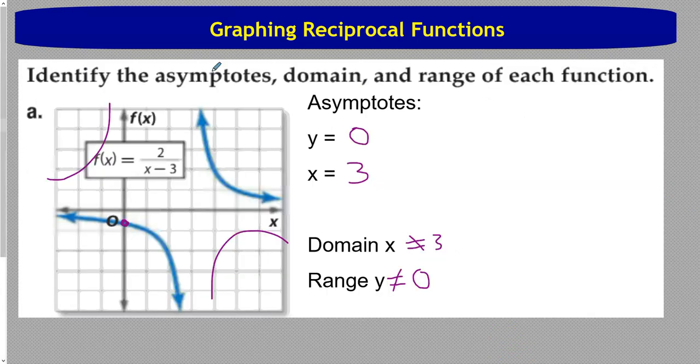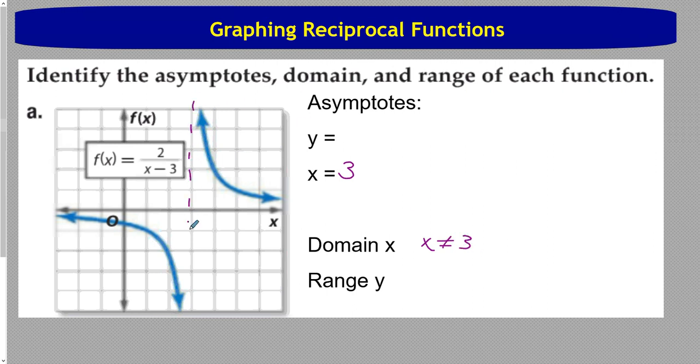Okay, so looking at this one, identify the asymptotes, domain, and range of the function. So the function is 2 over x minus 3. So the asymptotes, meaning what can x not be? Let's start with that one, right? The x cannot be 3. The domain for x is all values, but x cannot be 3, right? That's where this asymptote is.